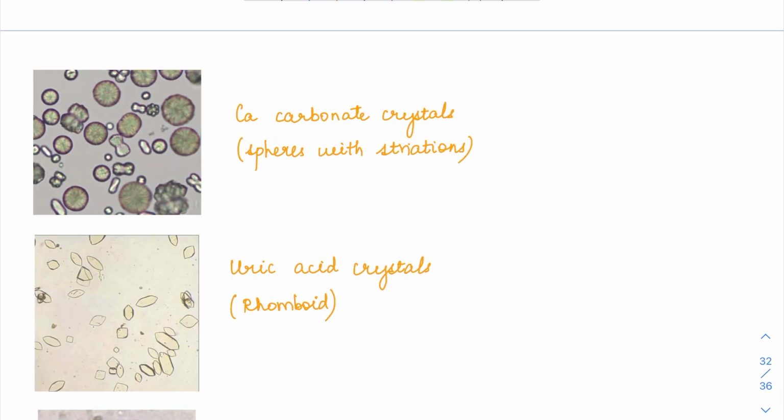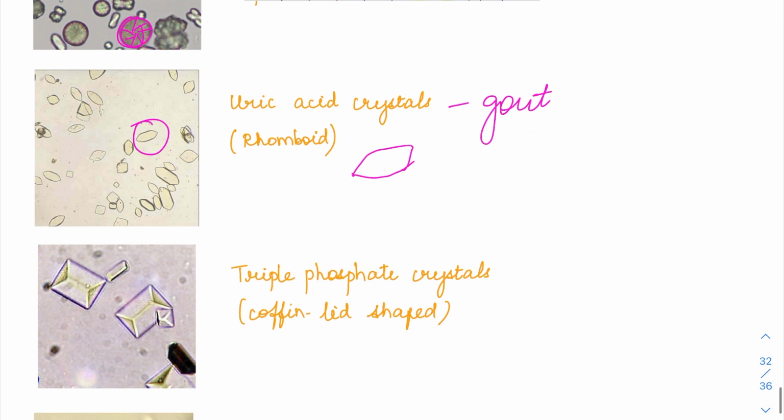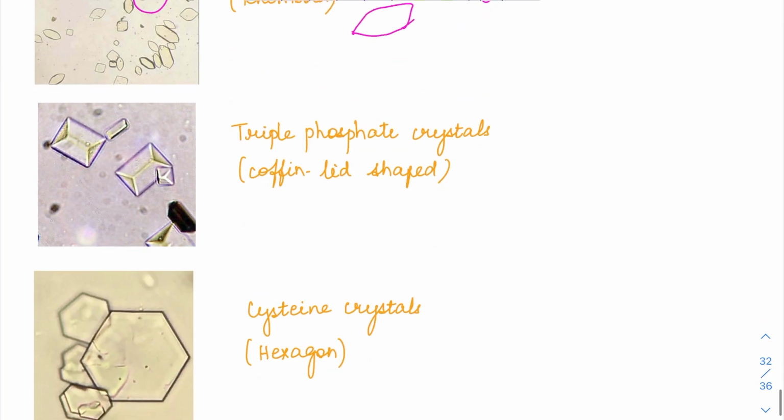Then the next crystal will be calcium carbonate crystals. Here it is going to appear like these spheres with striations. From the center you see striations radiating towards the periphery in this sphere. This kind of morphology is that of a calcium carbonate crystal. Next one will be urate crystals. Various rhomboid shaped urate crystals can be seen, and here you will be seeing them mostly along with gout. Gout is a condition wherein you see increased amounts of uric acid. Uric acid can also crystallize and form these urate crystals.